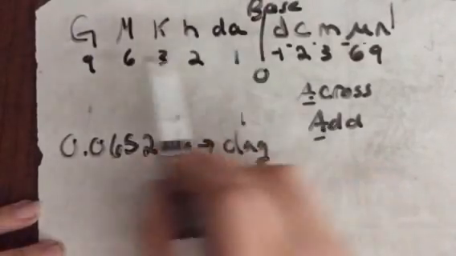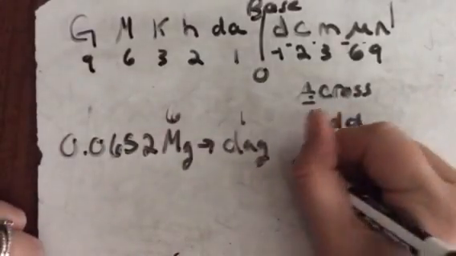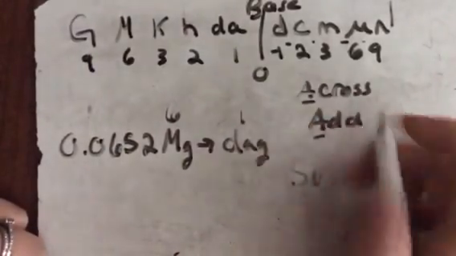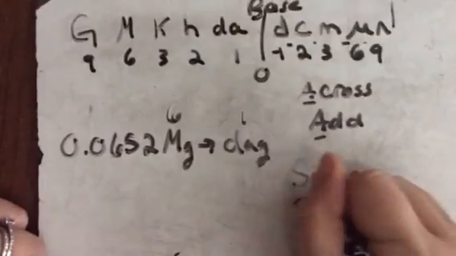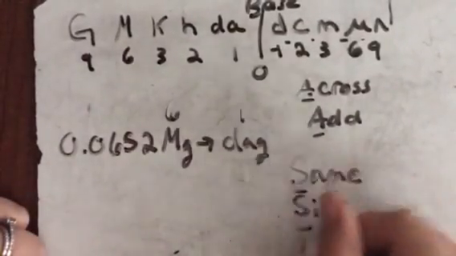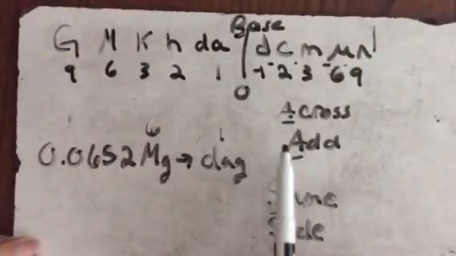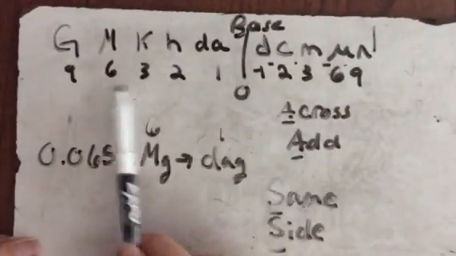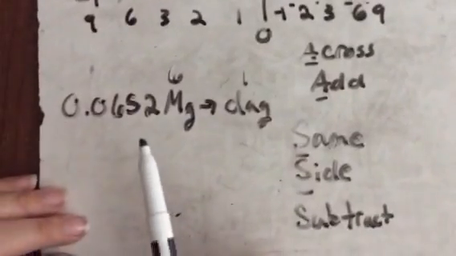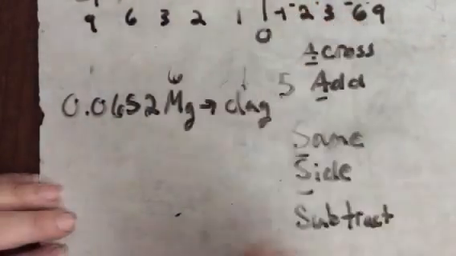Now, we are not going across the base. To go from mega to deca, we're not going across the space. Instead, we're going to go on the same side. Since we're staying on the same side, we're going to subtract. If you go across the base, you're going to add. If you're on the same side of the base, you're going to subtract. So I have 6 minus 1 is 5.